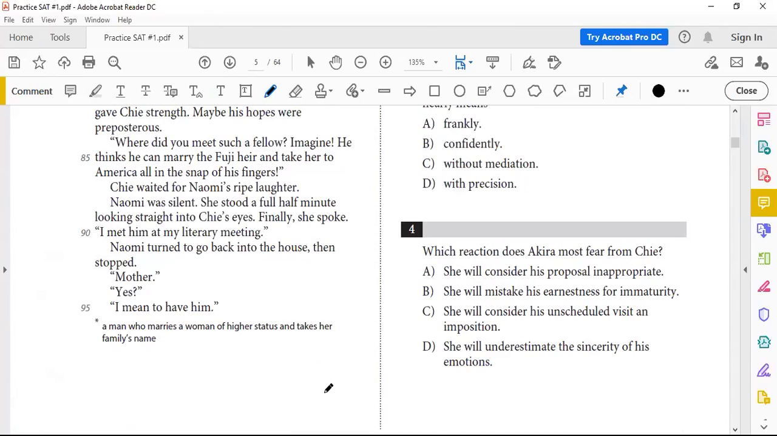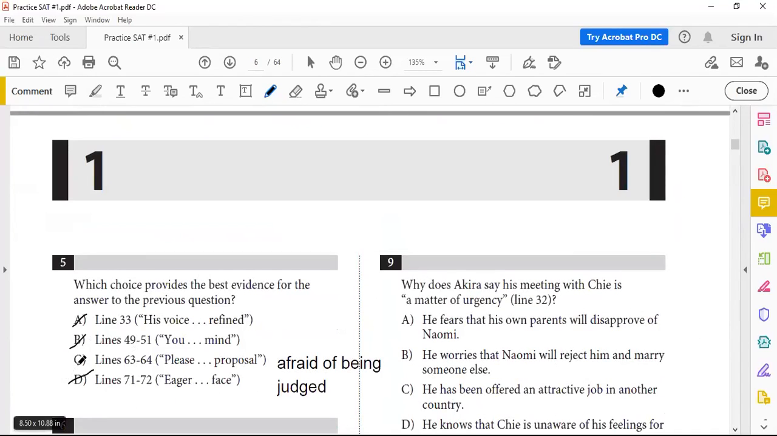So A could be it because it did talk about how she might judge his proposal. B did not talk about C. And then it did not talk about D. It was all about her judging whether the proposal is appropriate. So A has to be it, matching with C.